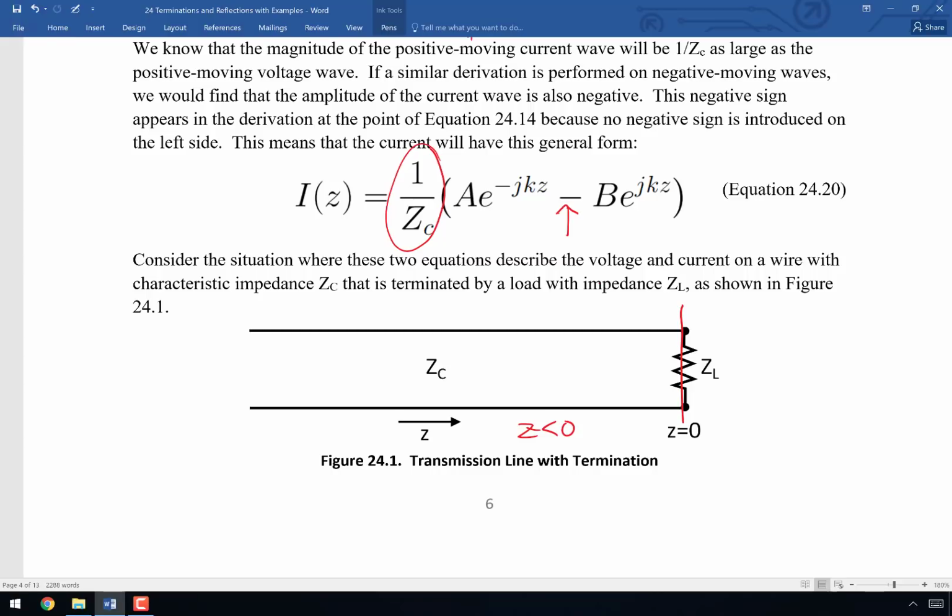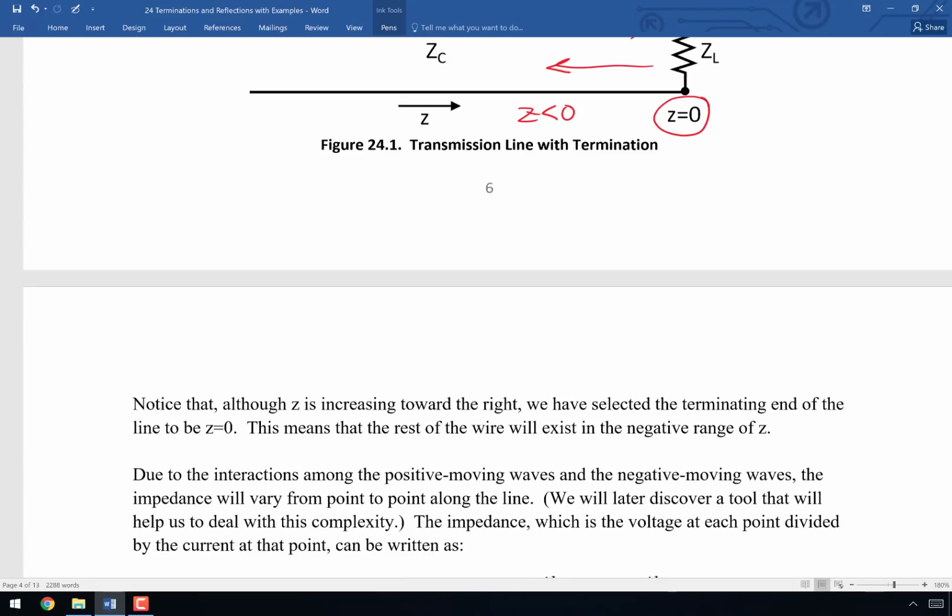It's just going to end at the termination, and possibly as it's coming in, part of it is going to reflect back. The question then is how much is going to reflect back. But we've just made an arbitrary choice of Z equals 0 to be at the termination point. If we hadn't made that choice, everything that we're about to see would still be valid. It's just that the math would be a little bit harder.